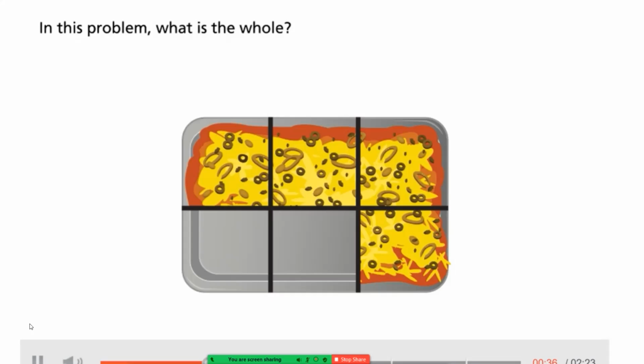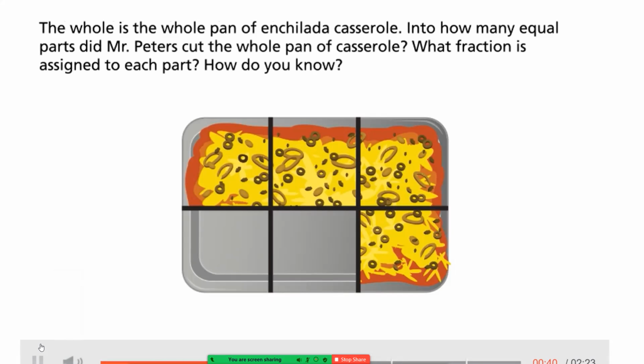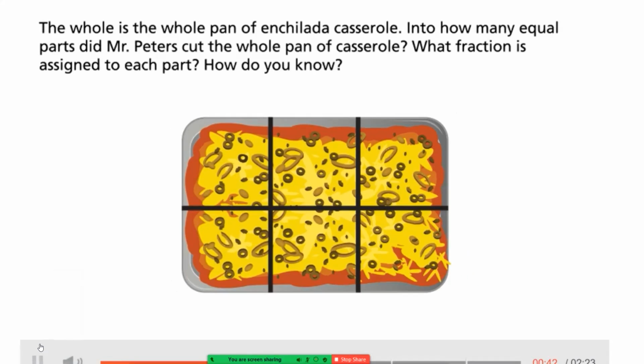In this problem, what is the whole? Now here, when we're talking about the whole, we're talking about the total number of pieces, not just the ones that are left, but how many we're able to fit. So this is broken up into 1, 2, 3, 4, 5, 6. So the whole is 6 pieces. The whole is the whole pan of enchilada casserole.